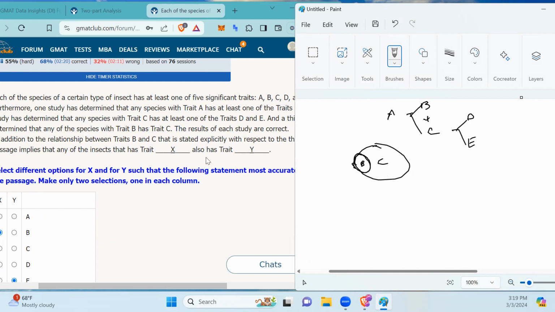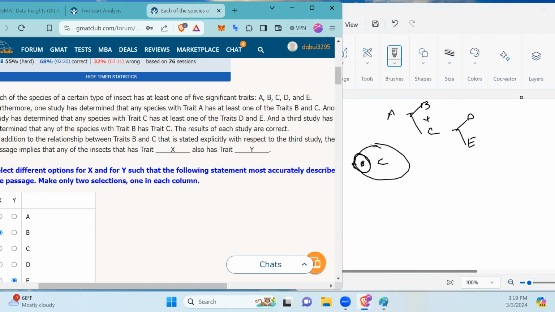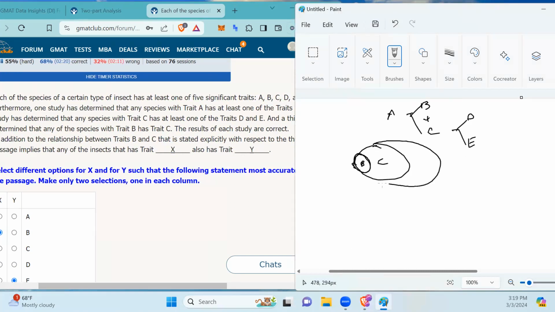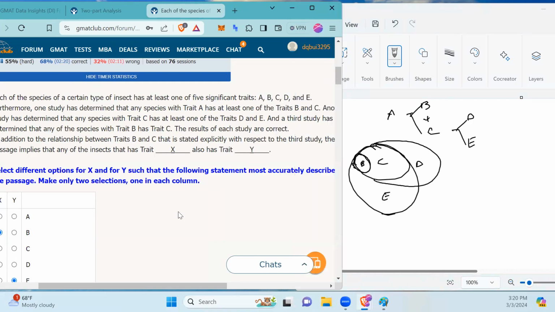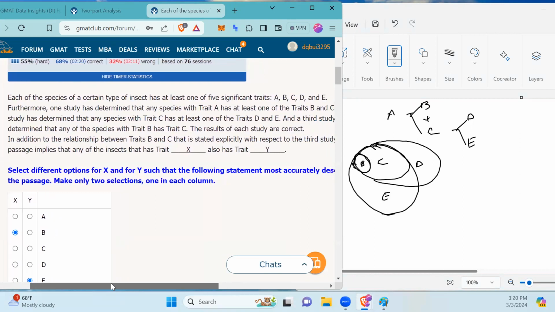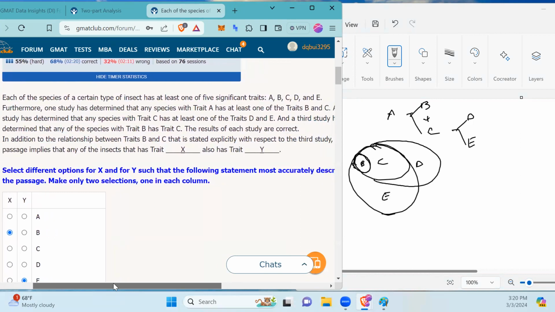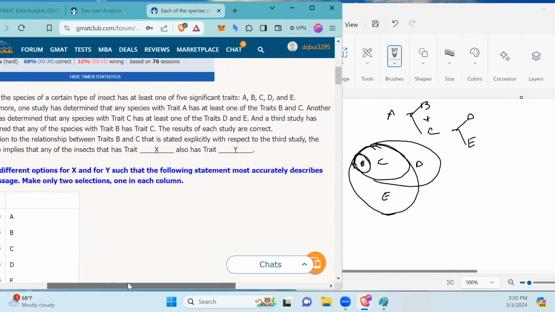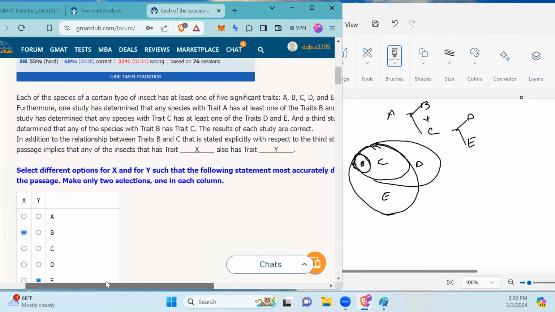And then because trait C has at least one of traits D and E, you can think of it as also a subset of D or of E or something like that. Not the prettiest, but you get the idea. In addition to the relationship between trait B and C, that is stated exclusively with respect to the first study, the passage implies that any of the insects that has trait X also has trait Y. What is X and what is Y?